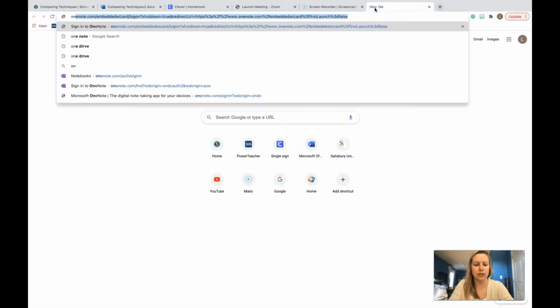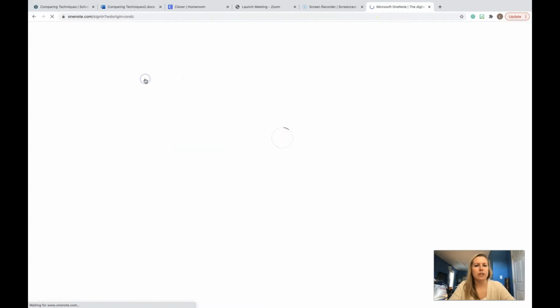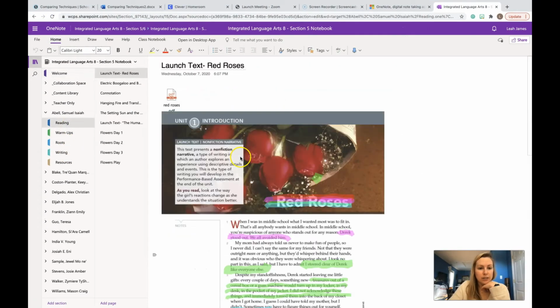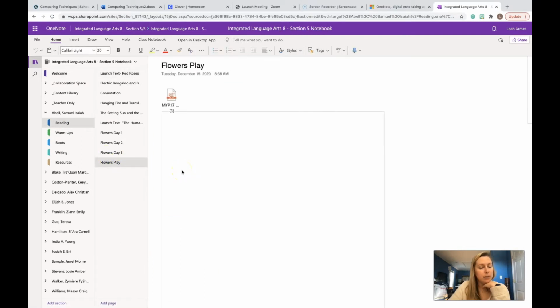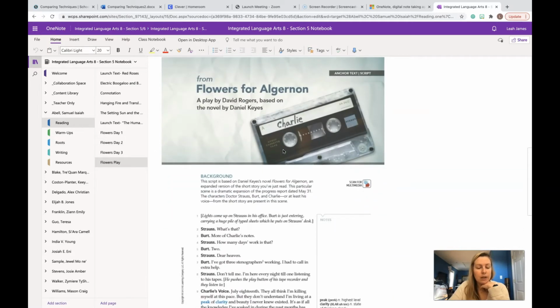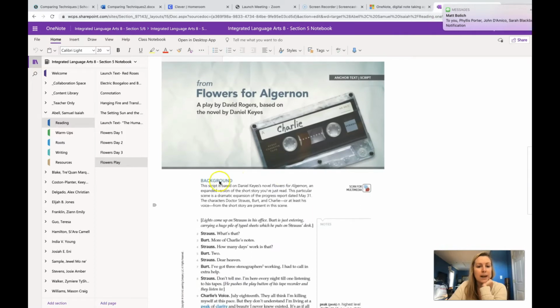So your text is actually in your OneNote binder. When you log into your OneNote binder, it's going to be in the reading section. And I'll show you where that is. So once you're in, again, it's under the reading section. And you're going to find where it says flowers and play. And I'd like for you guys to fill out the concept vocabulary and then do a think rich close read for Flowers for Algernon. Now this text is very small, and what it is a dramatic expansion of one of the progress reports found in the short story. So in this particular piece, they kind of sprinkle in some extra facts and they create some things that might not necessarily have happened in our short story for, again, that dramatic effect.